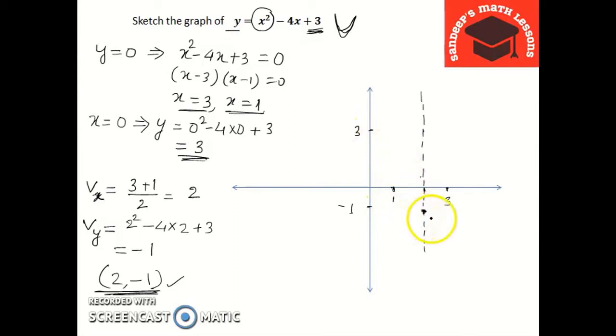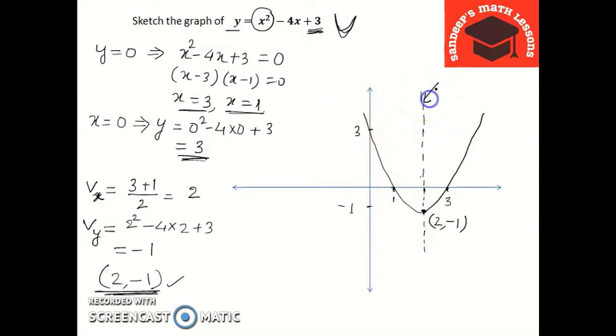So 3 will be maybe somewhere over here, right? Now I have the vertex at 2 comma negative 1. I have the x-intercepts at 1 and 3 and I have the y-intercept at 3. So let us now try to join the dots and sketch a nice curve, right? And this side will look something like this, right? So this becomes our sketch for the graph y equals x squared minus 4x plus 3.